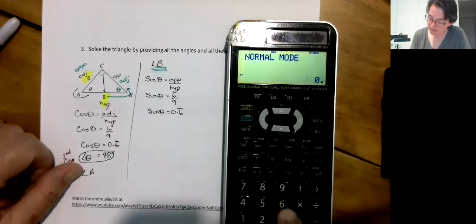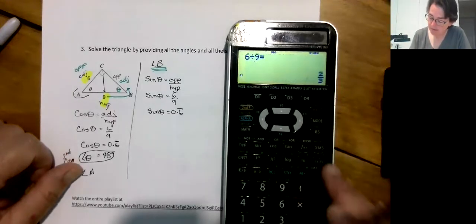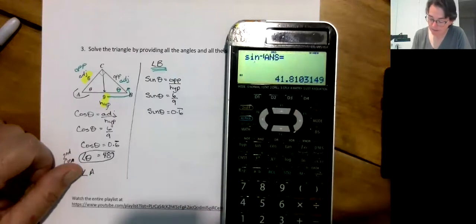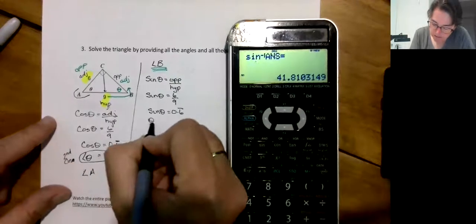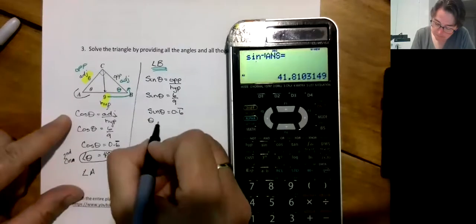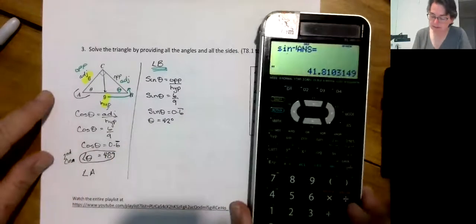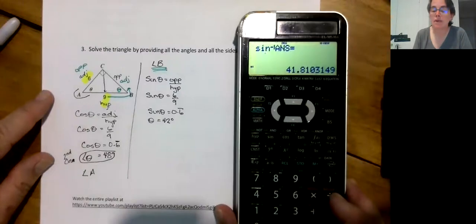Let's try that again. 6 divided by 9. And then go second sine. There we go. So theta is equal to 42 degrees. All right, we round that: 41.8 is 42 degrees.